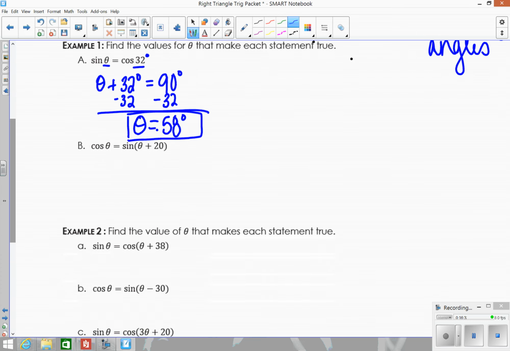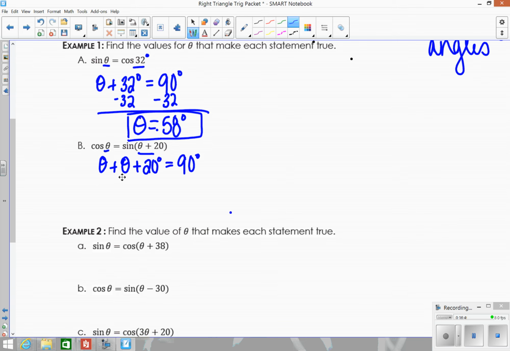So let's look at this next one. Same thing. So if cosine and sine are equal, well, that means that those angles must be complementary. So that means they must add to 90. So theta plus 20 degrees must equal 90 degrees.